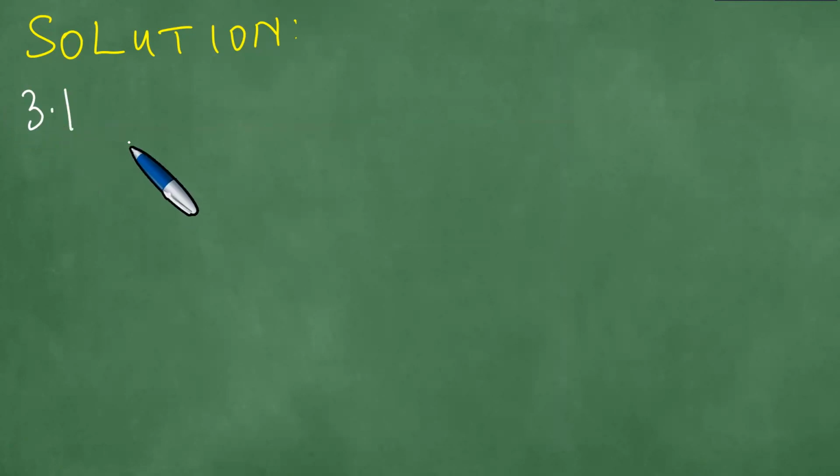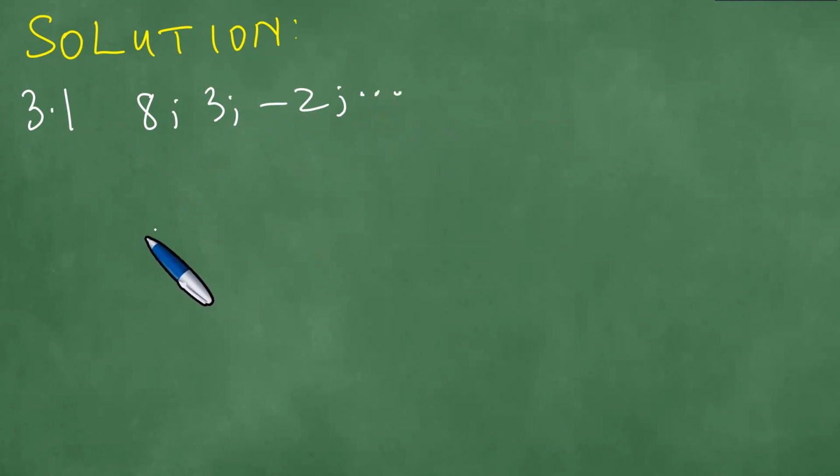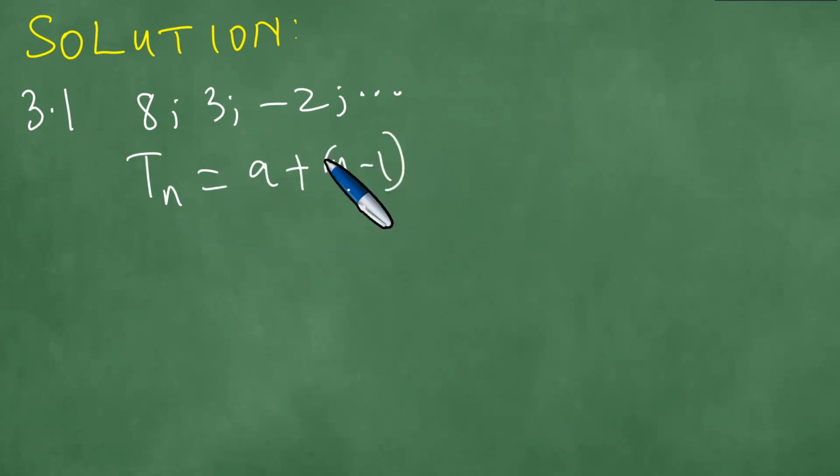All right. Okay, good. Right, so we have the sequence 8, 3, minus 2, which means Tn is A plus n minus 1 into D. Now we are looking for the nth term Tn, so we must find the first term. What is the first term here? It's 8.